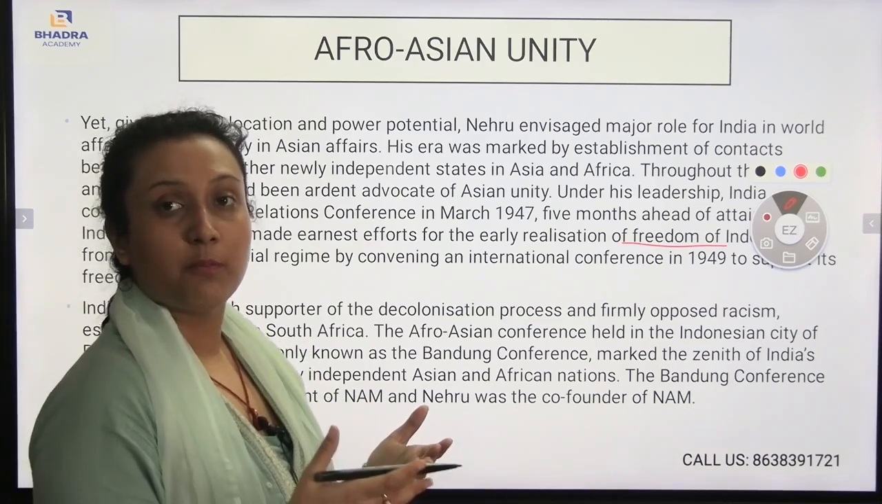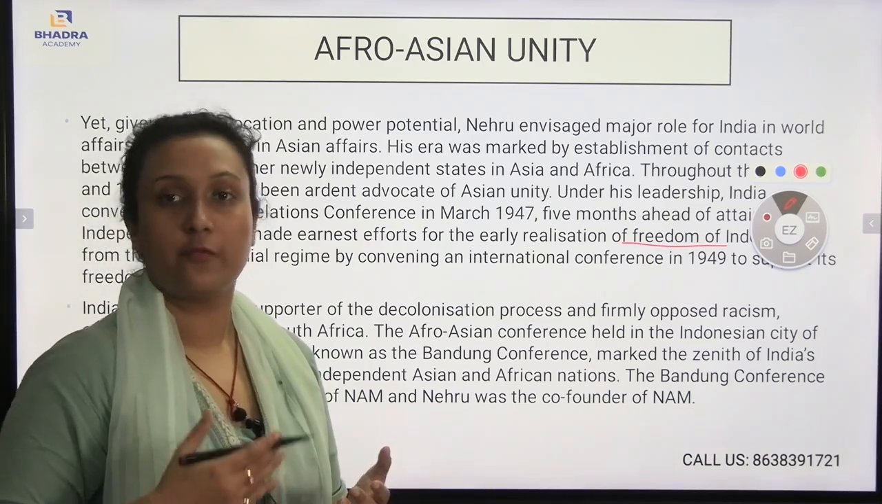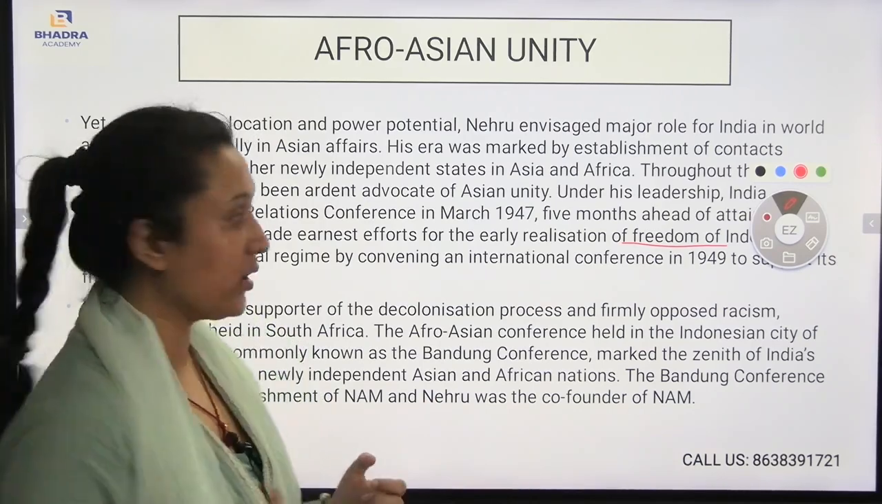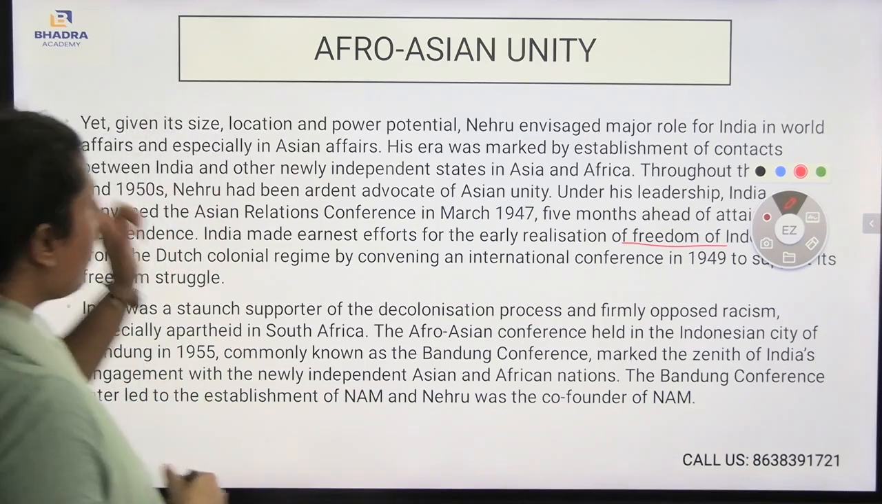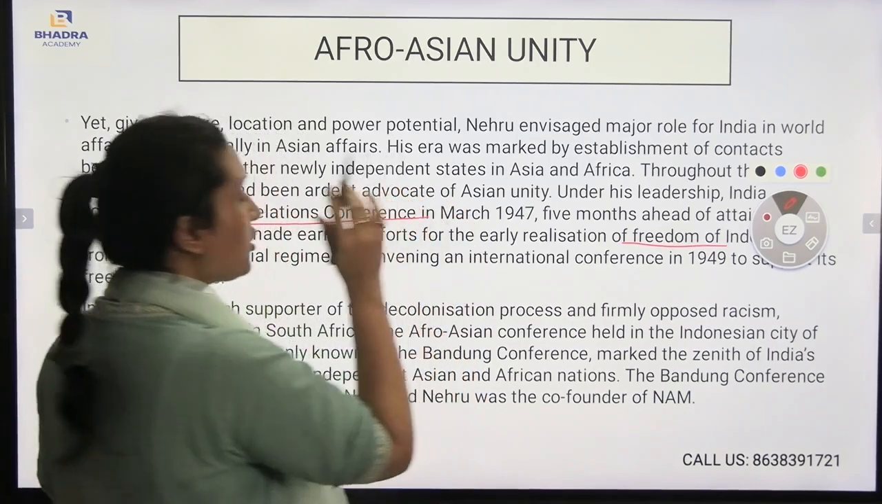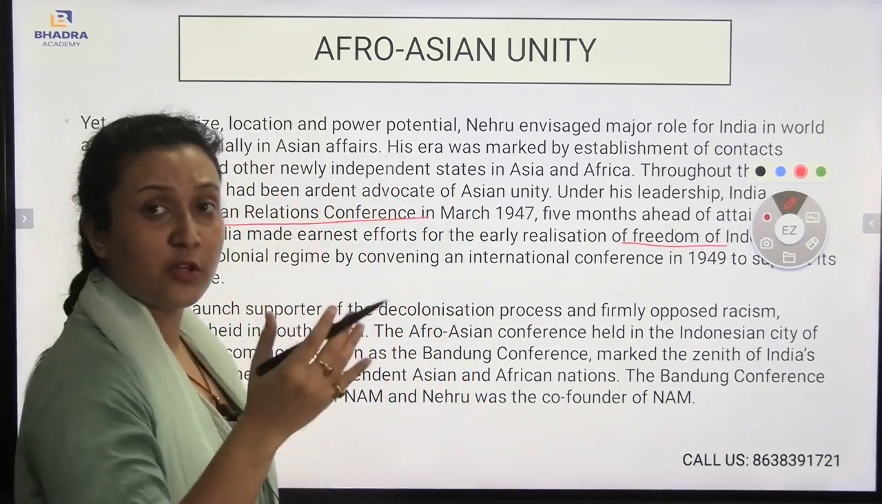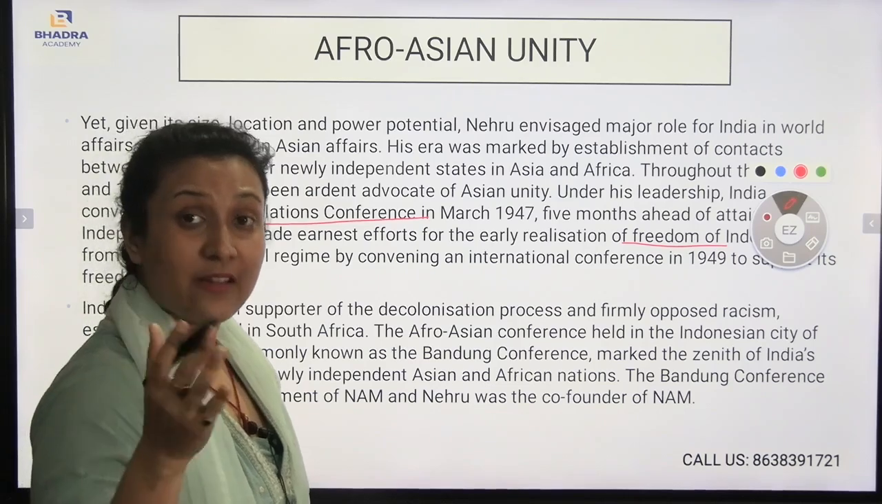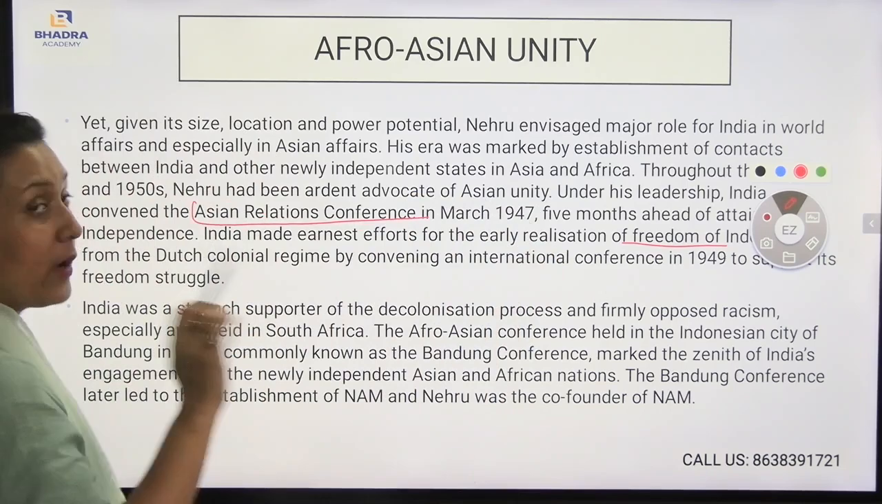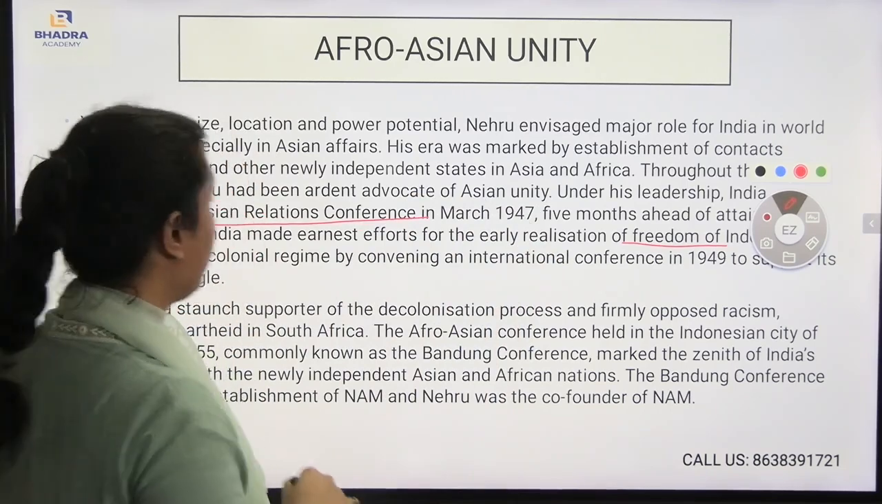So as a foreign minister, he contributed to a lot of things regarding international issues and the international context. Also very important is the Asian Relations Conference. The Asian Relations Conference came into existence in March 1947 under the leadership of whom? Jawaharlal Nehru. Why? Because Jawaharlal Nehru was the foreign minister here.